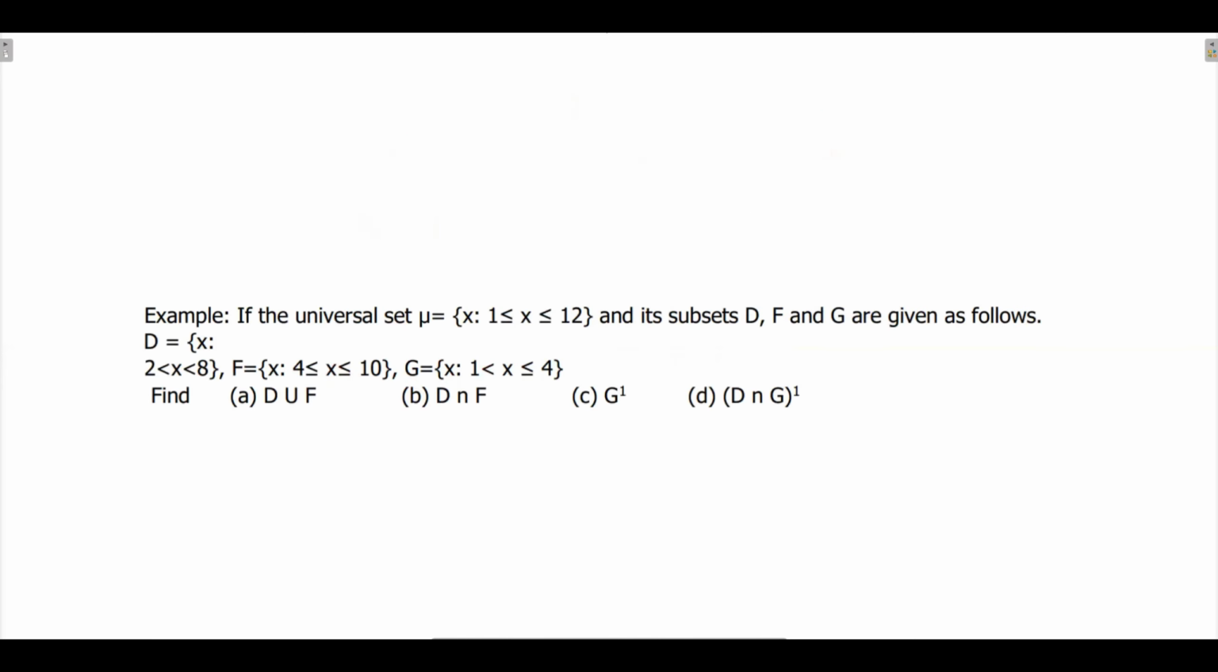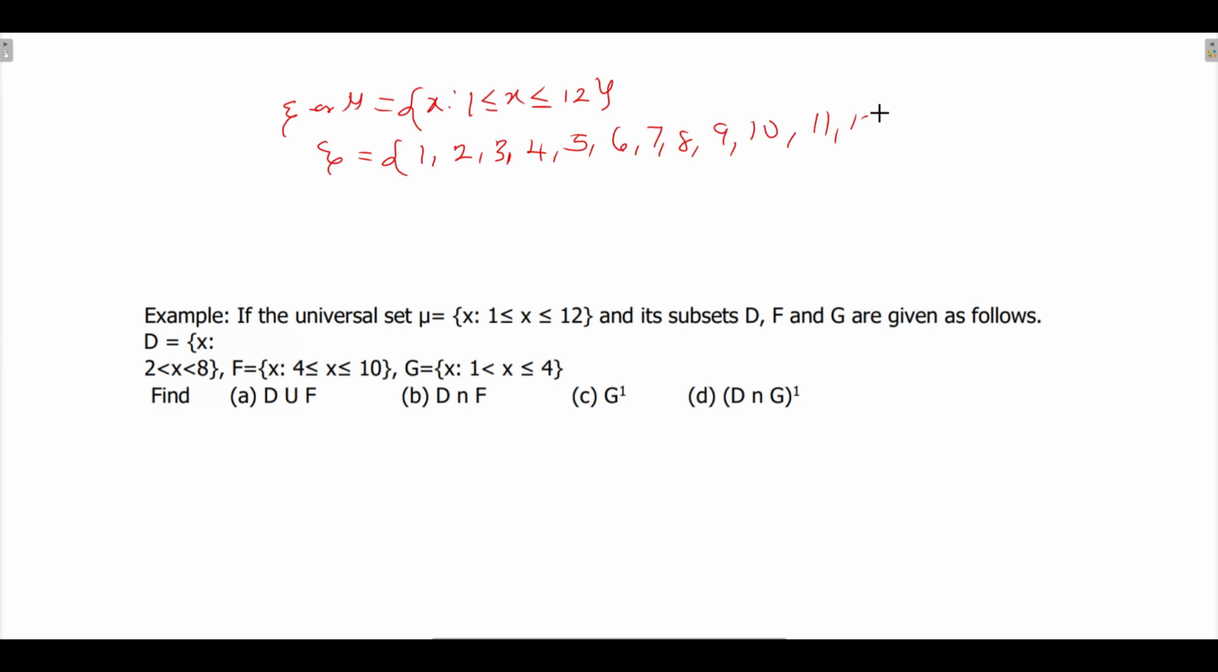Now let's see a question. Look at this now. This is another symbol for our universal set. If you see it in this form, we are given that x such that 1 less than or equal to x less than or equal to 12. So our universal set ranges from 1 to 12. That's the meaning. It has subsets D, F, and G given.